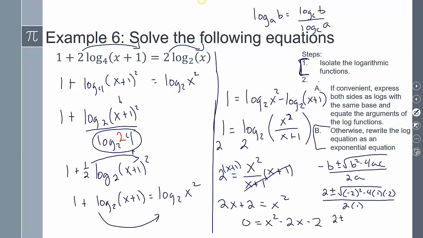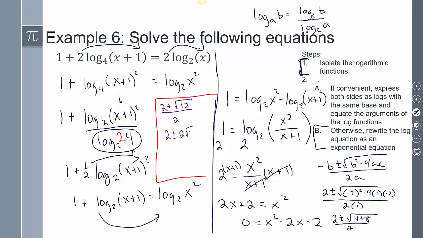So that's going to give me 2 plus or minus the square root of 4 plus 8, over 2. I'm running out of room, so I'm going to continue here. I'll do it in purple. So I get 2 plus or minus the square root of 12 over 2, which is 2 plus or minus 2 root 3 over 2, because I can break the root 12 into root 4 and root 3. And then the 2's cancel out, so I get 1 plus or minus root 3.